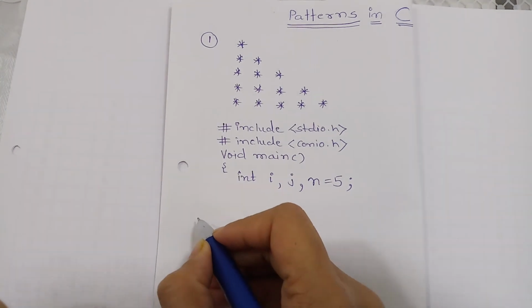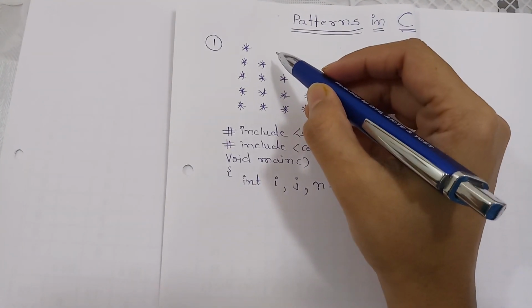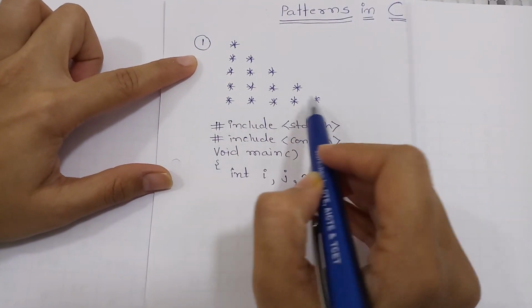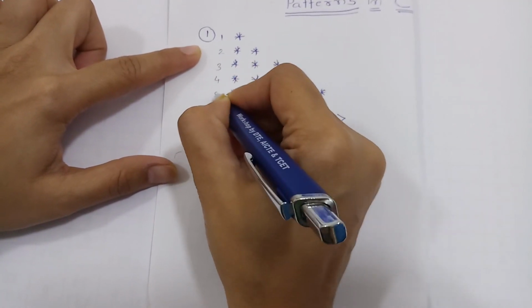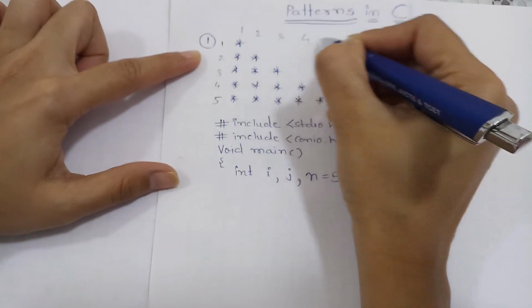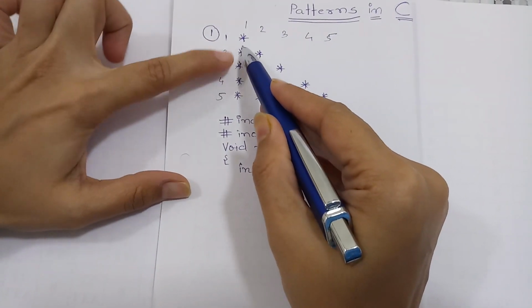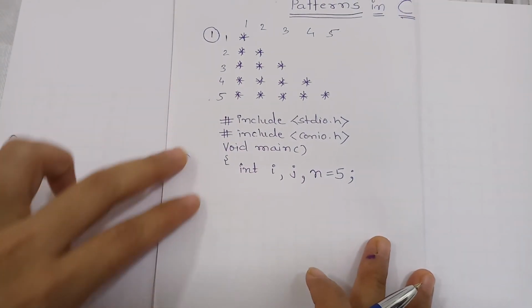So starting with the first basic pattern, that is this right angle pattern which is left aligned. Now look at this pattern where we are having 1, 2, 3, 4, 5 rows and total 1, 2, 3, 4, 5 columns, right? And each and every asterisk is starting from left hand side. So let's see how we'll make this pattern.